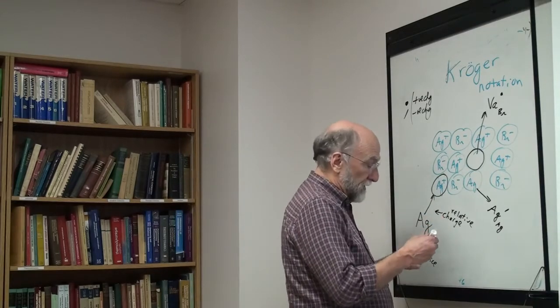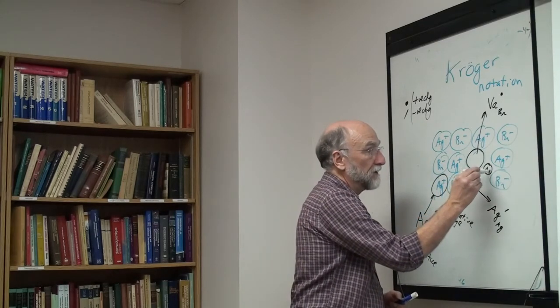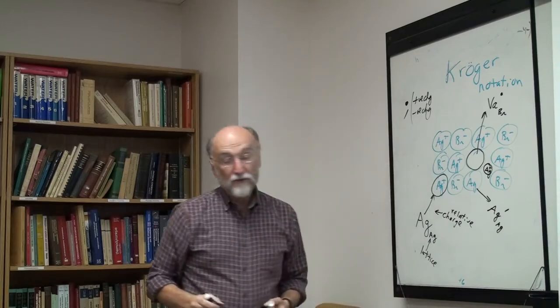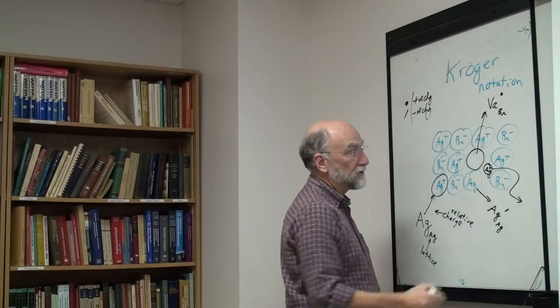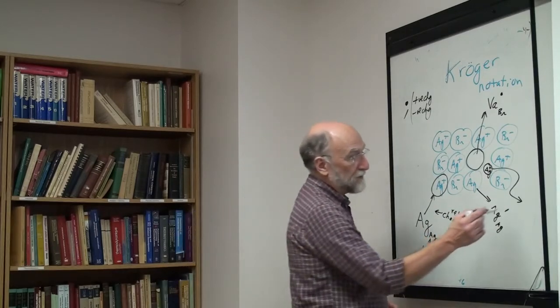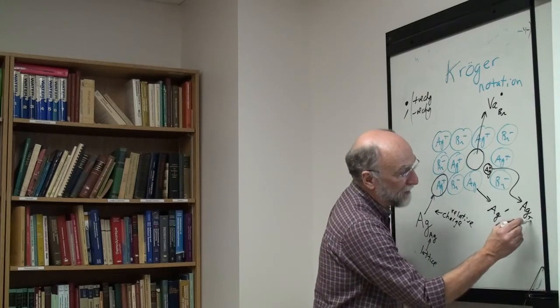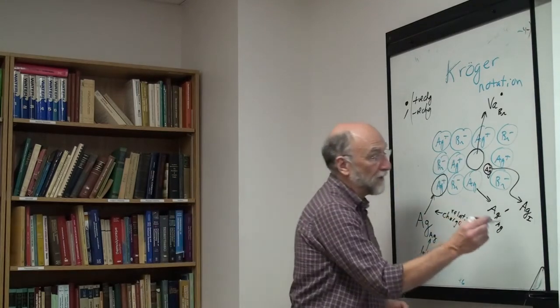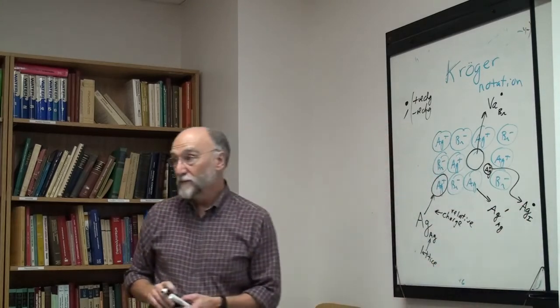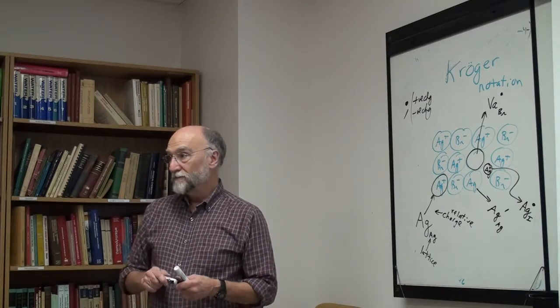We could have an interstitial site. So here's the interstitial site. This is on the interstitial lattice, and let's say we have a silver ion on the interstitial site. We write silver, and since it's on the interstitial site, we put an I down here to indicate that it's the interstitial lattice. The interstitial lattice normally has no charge. This is a silver ion, so we put a positive dot, so that's a silver ion on the interstitial site.